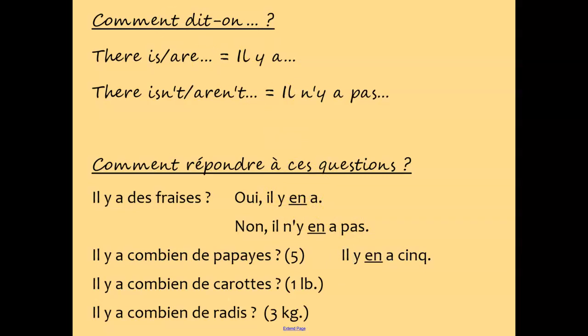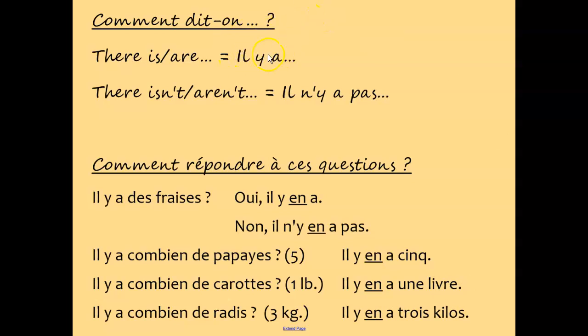Il y a combien de carottes? There are how many carrots? We want to say there's a pound of them. Il y en a une livre. There is 1 pound of them. Make sure it's une livre, not un livre, because un livre would be a book of carrots. Il y a combien de radis? There are how many radishes? We would say, il y en a 3 kilos. There are 3 kilograms of them.